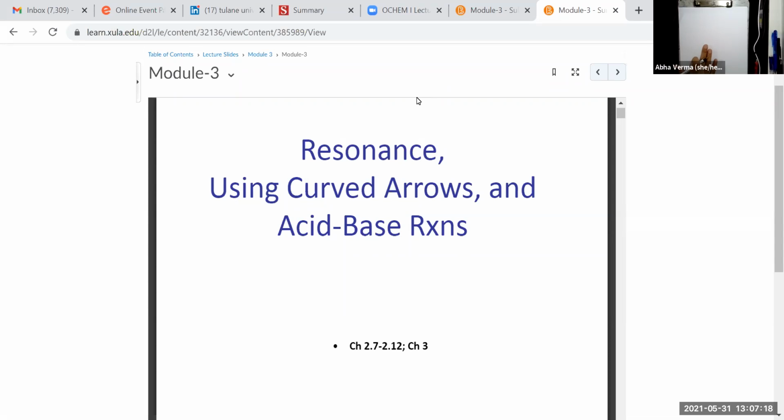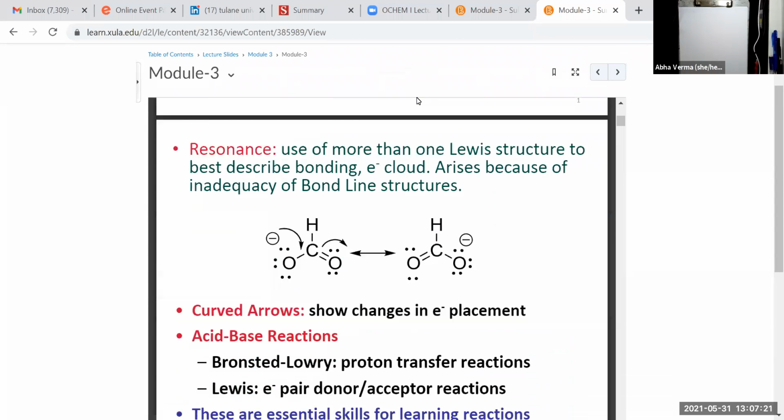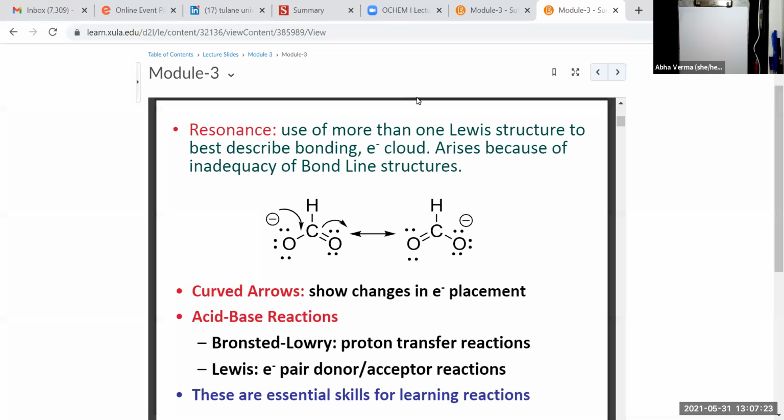But for now, I want you to look at resonance. Now, this is a very, very important chapter, and I cannot put enough emphasis on how incredibly important this chapter will be for you, because this is going to set your basis to know how things will react. Which atom or site will attack, which atom or site will get attacked, or how electrons move. And this is the first part of our module here, where we will look at how electrons are moving.